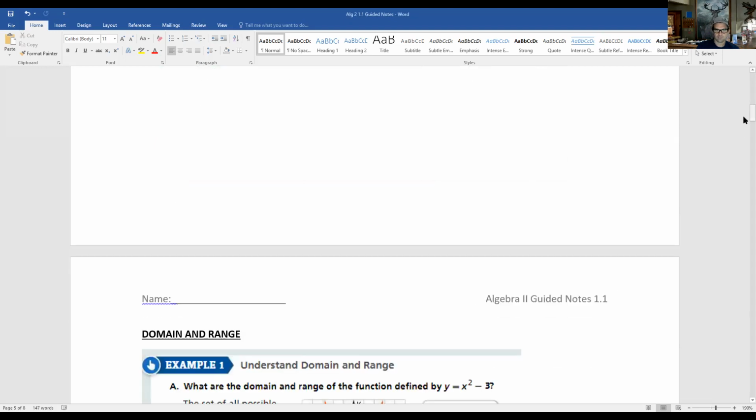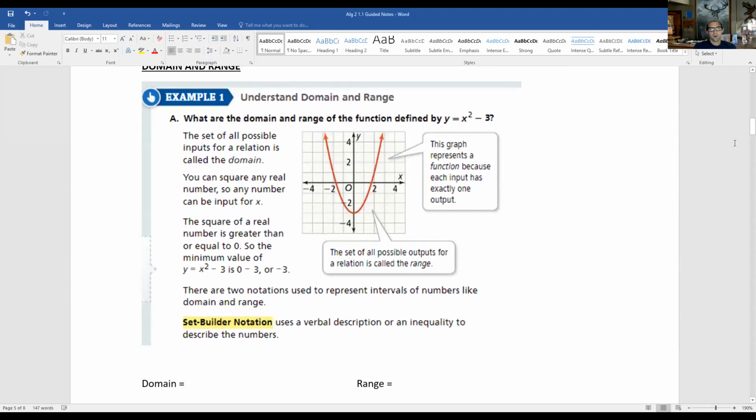Okay, next. Here we go. We're going to look at domain and range here. So what are the domain and range of the function y equals x squared minus 3?